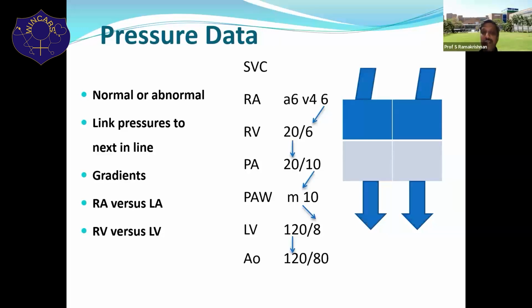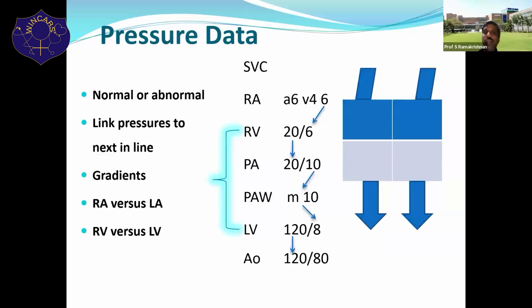And immediately, in congenital heart disease situations, always compare RA versus LA and RV versus LV. So this is the approach that all of you should have when you're looking at pressure data. Look at whether the pressures are normal or abnormal. Link the pressure next in line. Immediately the gradients will be thrown at you. Compare RA versus LA and RV versus LV. That's all you have to do with the pressure traces and the pressure numbers that are thrown at you.